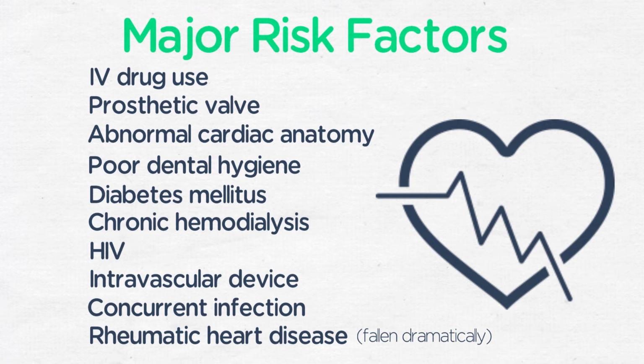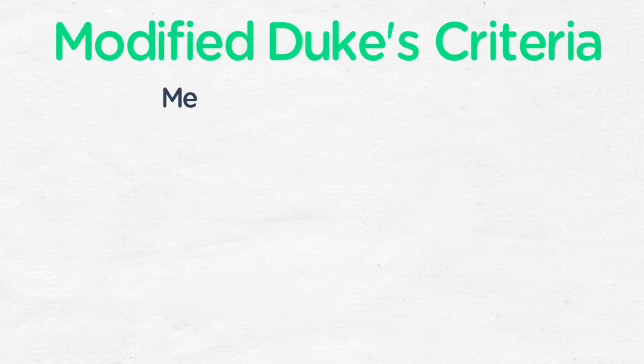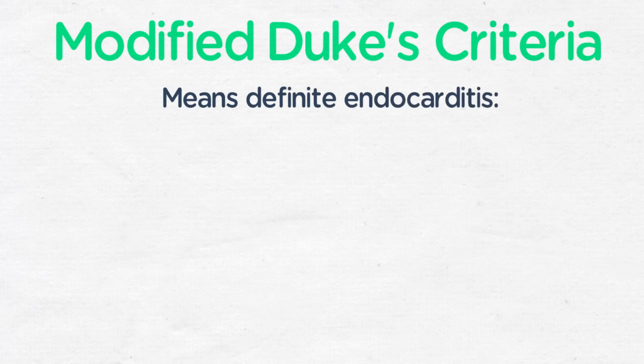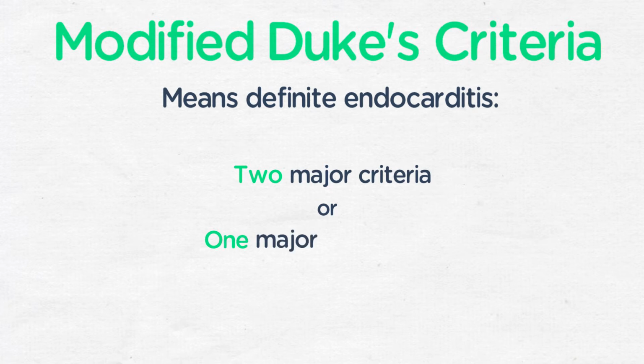The diagnosis of infective endocarditis is based on the modified Duke criteria. Definite infective endocarditis requires either 2 major criteria, 1 major and 3 minor, or 5 minor.